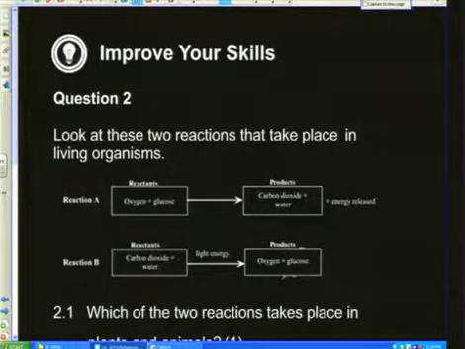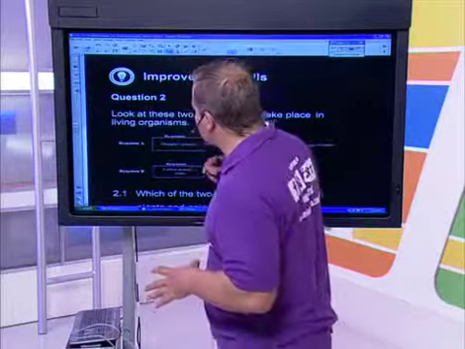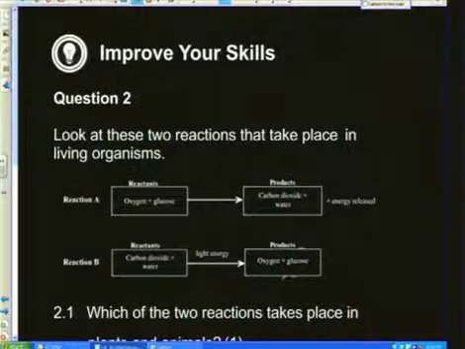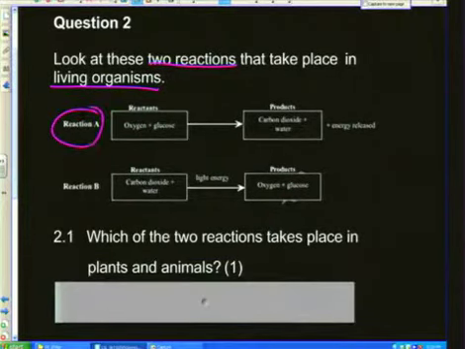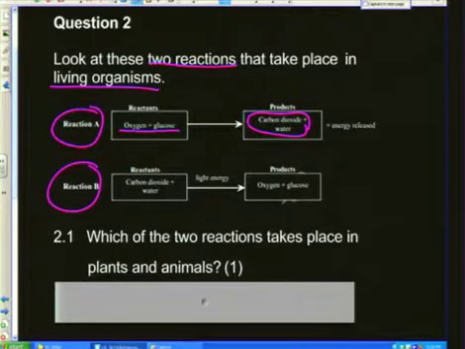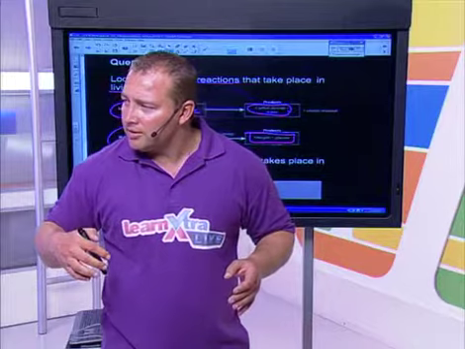So improve your skills. Let's have a look at this. Okay, next question. Look at these two reactions that take place in living organisms. In reaction A, we're taking oxygen and glucose, and we're making carbon dioxide and water. You with me? That's what it says there. Next one, reaction B: we're taking carbon dioxide and water, and we're making oxygen and glucose. So it's the complete opposite.